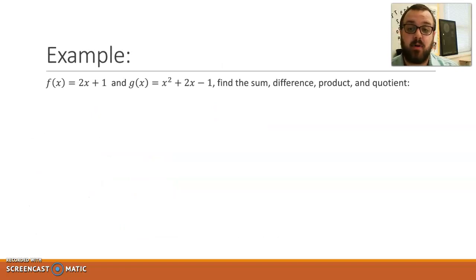So here's an example. Hey, I have two functions. Here's f of x and here's g of x. I want to find the sum, difference, product, and quotient, okay? Again, these are not really a trick question. You're just going to do what it tells you to do. For the sum, I'm just going to add them together.